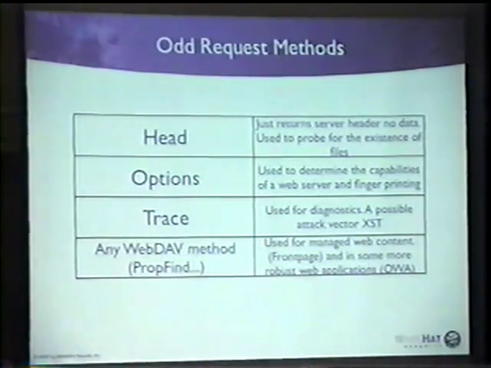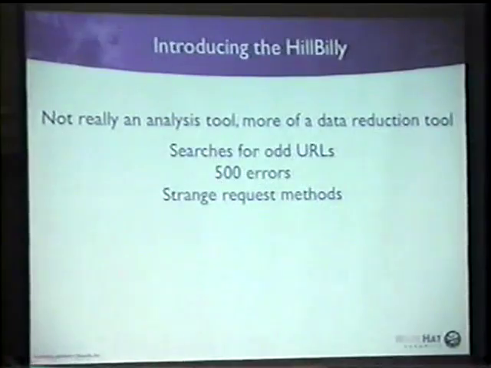So let's take a look at some odd request methods. Again, HEAD just returns the server header, it doesn't return the actual data. OPTIONS * is used to fingerprint, by my good buddy Jeremiah here. TRACE requests, he's going to be doing those as well. And all the WebDAV methods, it gets really, really freaky, right? PROPFIND, all kinds of bizarre stuff in OWA.